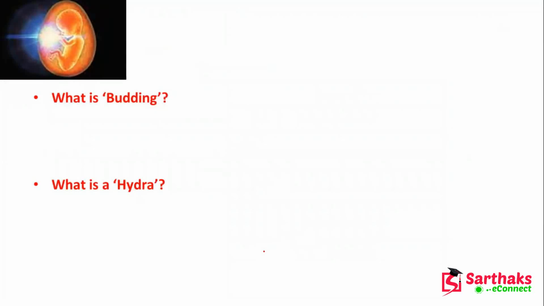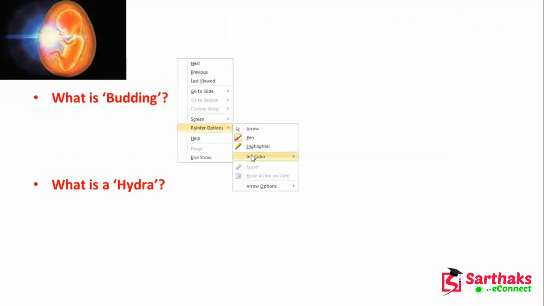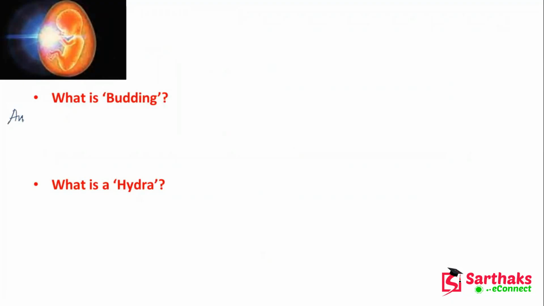Now a few questions may come like this. What is budding? First, let me change the ink color. Answer: a form of asexual reproduction in which a new individual develops from some generative anatomical point of the parent organism. This is called budding.